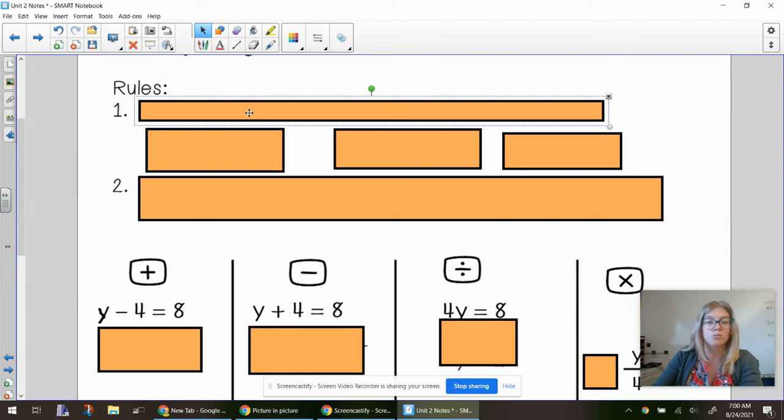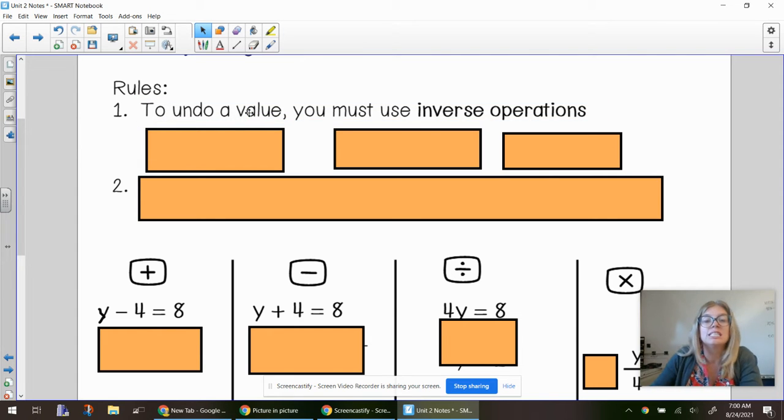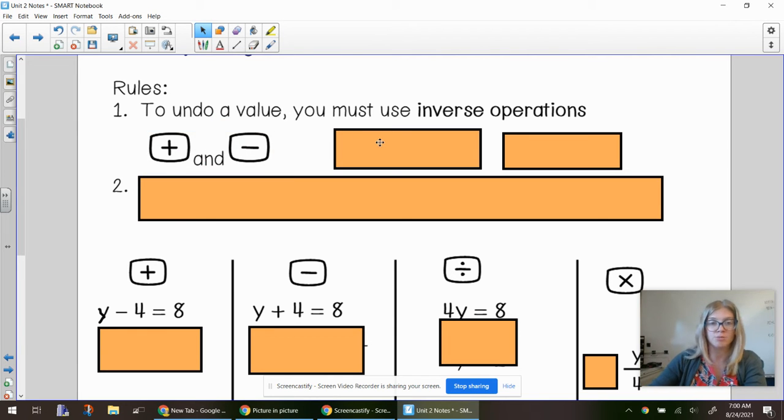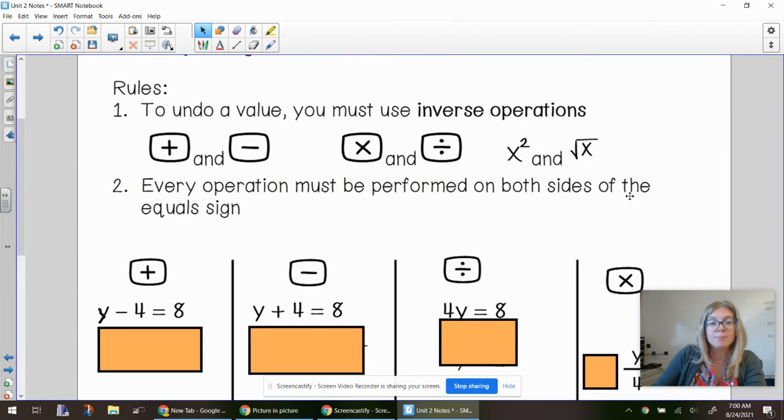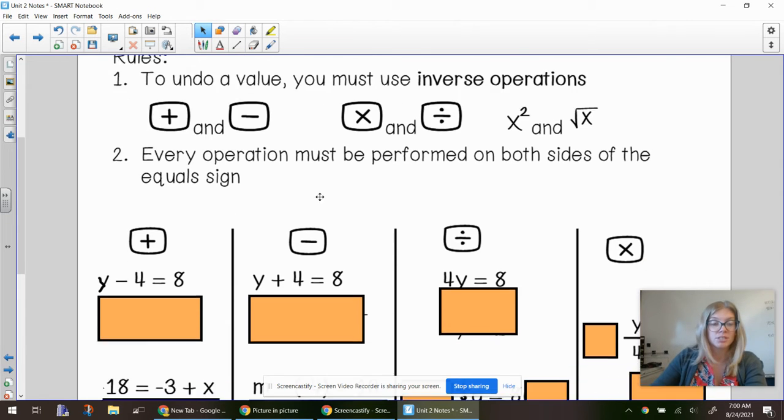Here are our rules. First, to undo a value, you must use inverse operations. Inverse operations are addition and subtraction, multiplication and division, and squaring and a square root. Next, every operation must be performed on both sides of the equal sign. So let's look at some examples.